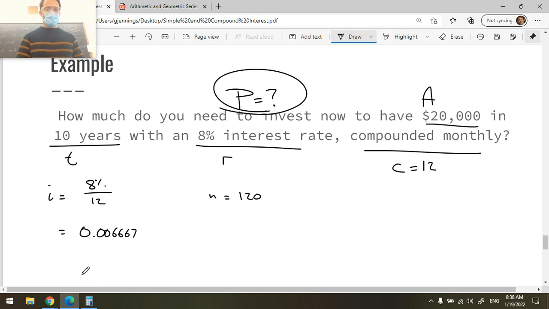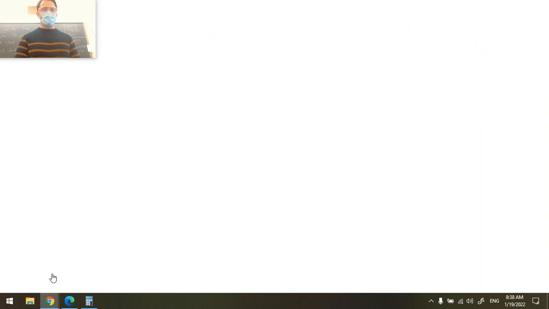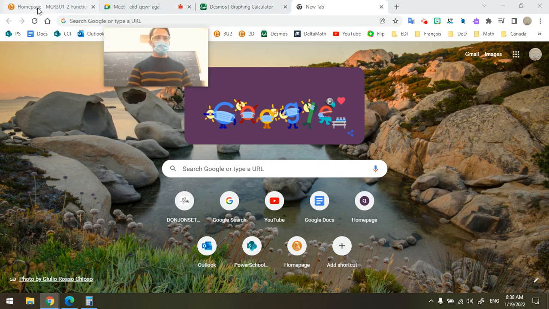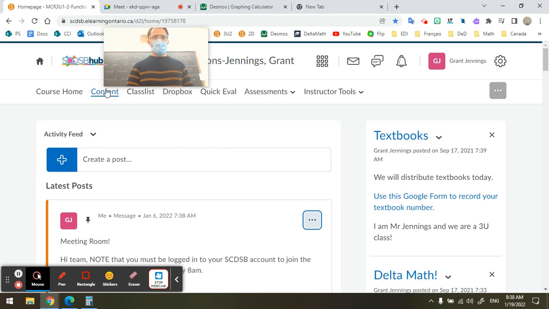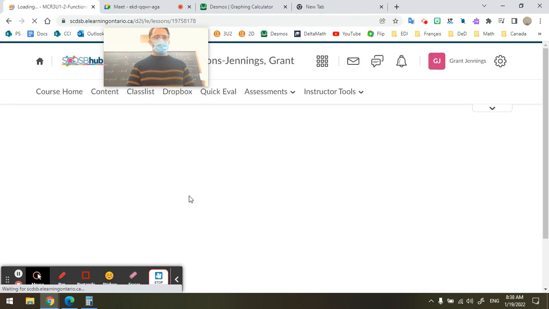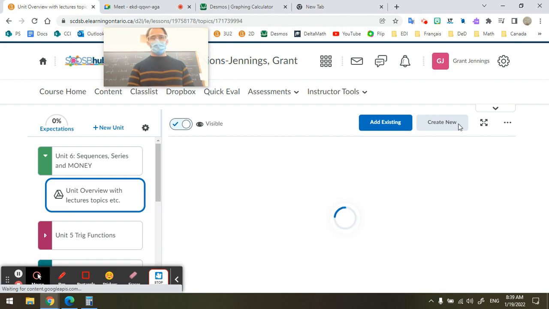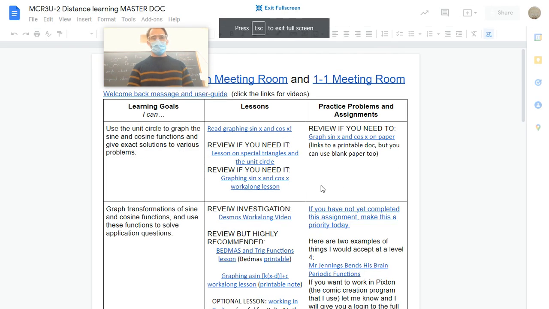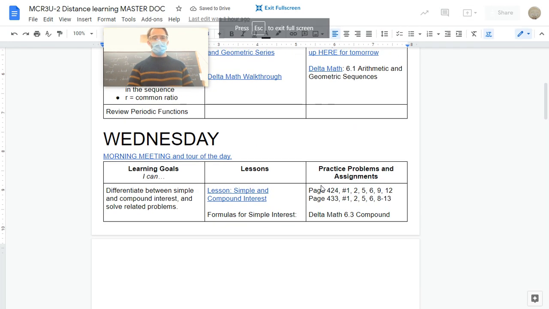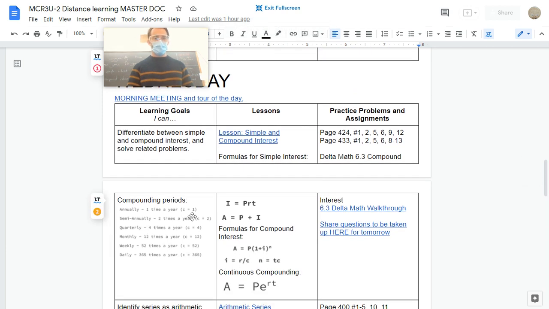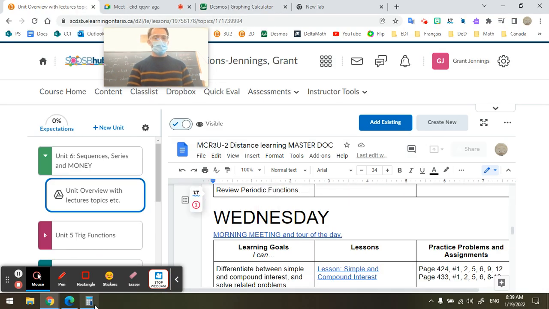So also, Mr. Jennings, there's a lot of formulas you're throwing at us. Where can I find them? Oh, you can find them over here. So if you're looking in here, and you look at our doc, they are on today for Wednesday here. So there we are, Tuesday. Here are our Wednesday. Simple and compound interest. Compounding periods is there. And then our formulas for simple and compound interest are there. Okay. And just learning to use the formulas today.